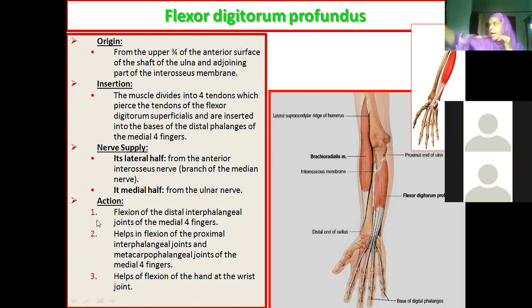Then the action is the flexion of the distal interphalangeal joints of the medial 4 fingers. Same thing that we studied with flexor digitorum superficialis, isn't it? 100% same action: flexion at the distal interphalangeal, then flexion at the interphalangeal and metacarpophalangeal joints. And not only that, it helps in flexion of the hand at the wrist joint. Is it clear? That is profundus.